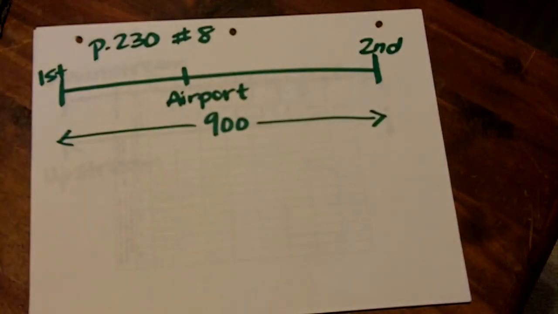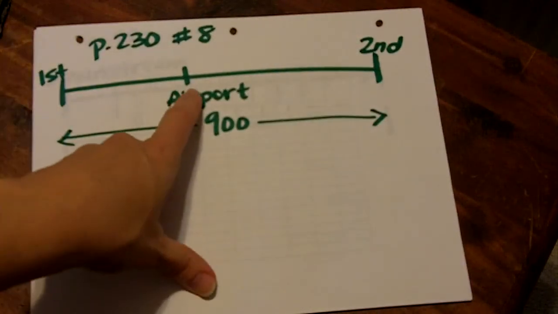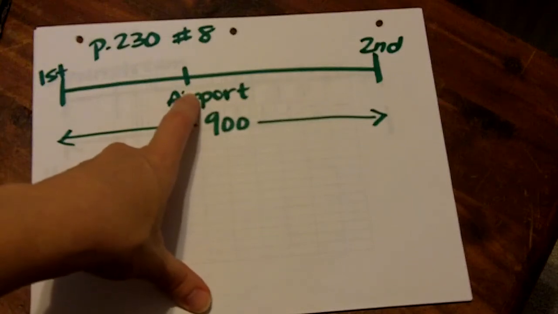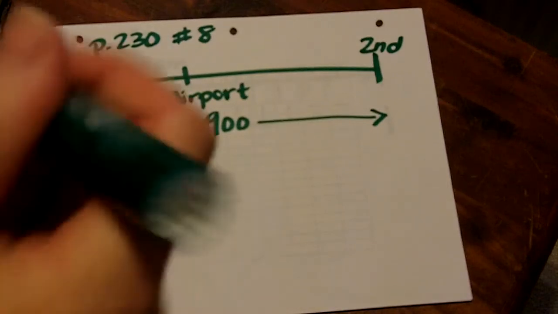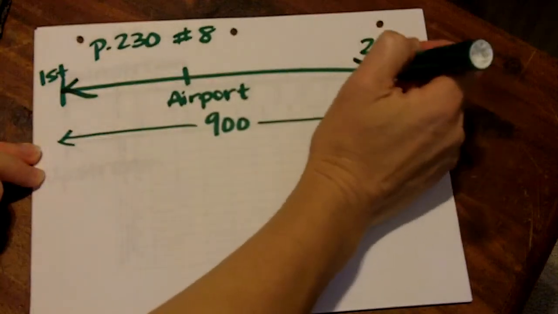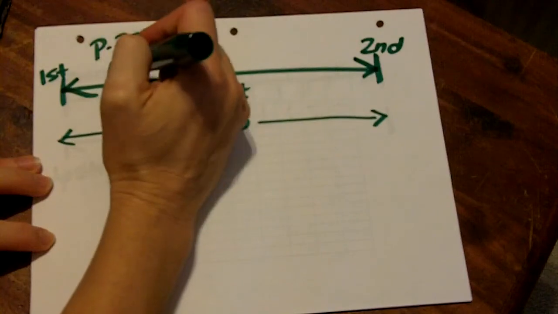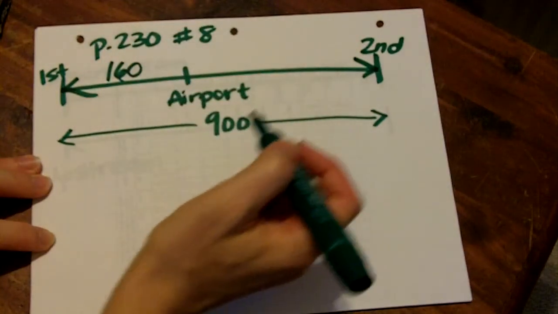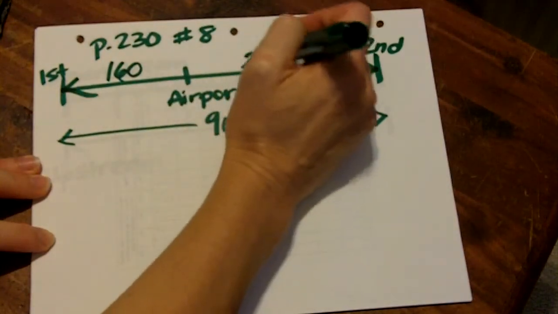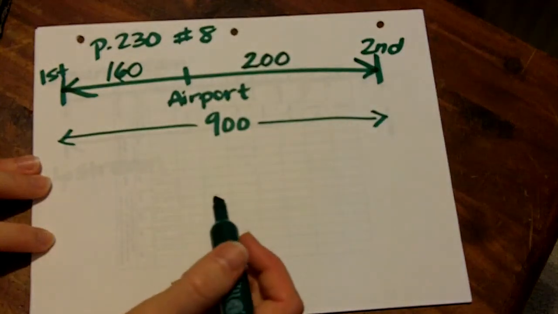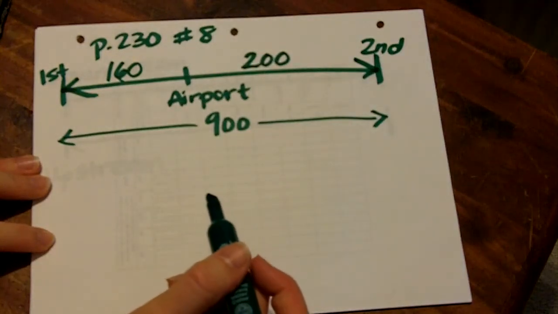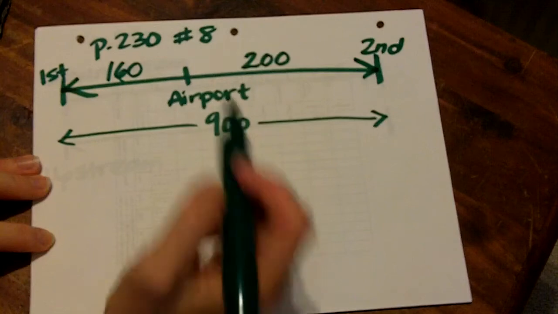Okay, your book also gives you a problem where we have two Wright brothers flying from an airplane, but they're going in opposite directions. Okay, they leave at exactly the same time and they fly for the same amount of time, but they go at different rates. So the first plane only goes 160 miles per hour and the second plane goes 200 miles per hour. Your book asked you how far they had flown after x hours.